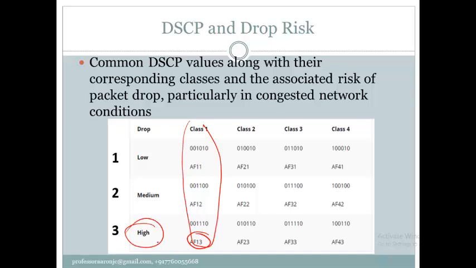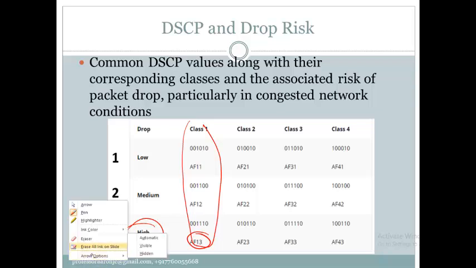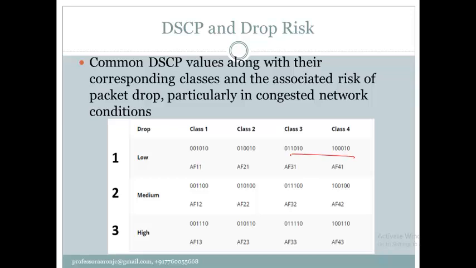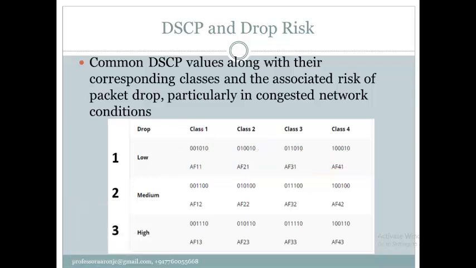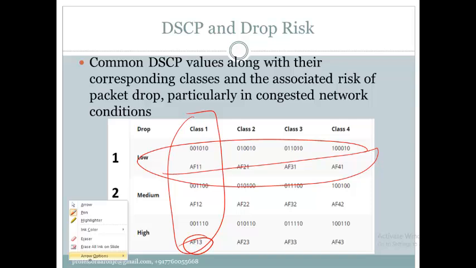But if you see across the classes, which will be dropped first? The one with the lower value. Good. So, you see, this will get dropped first to avoid congestion, not AF21, 31, 41. Whereas in this vertical one, this is high drop. Fine. Now this, I hope you understood.